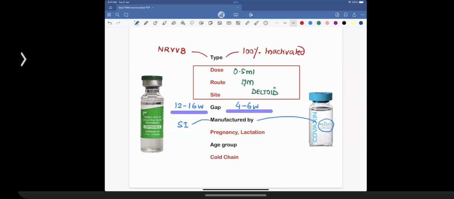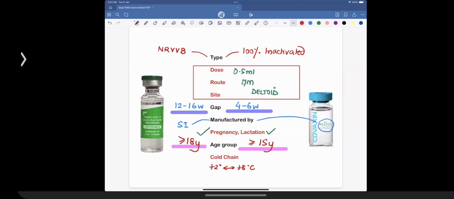Pregnancy, lactation, can COVID vaccines be given? In pregnancy and lactation, COVID vaccines are not contraindicated. They have to be given. Age groups are slightly different. What is the difference in age group of Covishield and Covaxin, friend? Because cold chain is same for all the vaccines of India, 2 to 8. Age group is above 18 years in Covishield, 15 years and above in Covaxin.